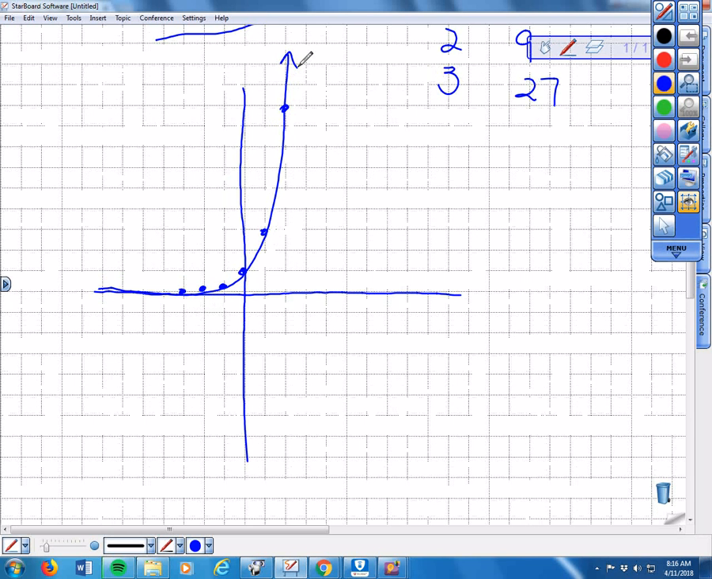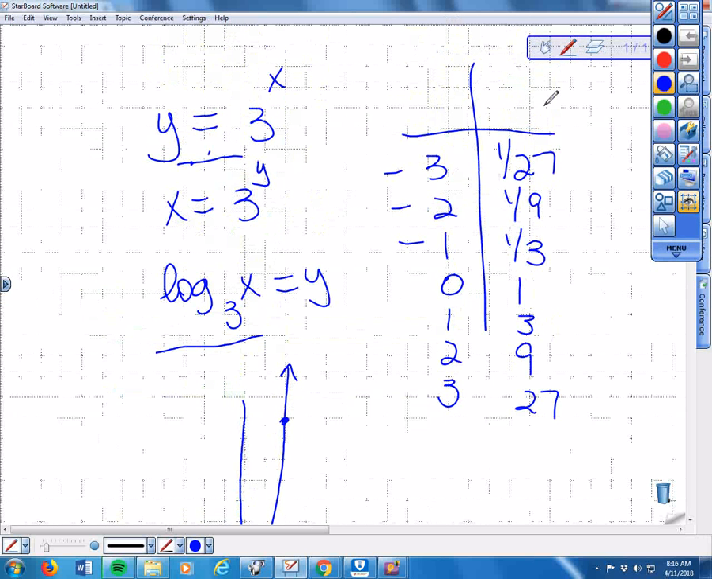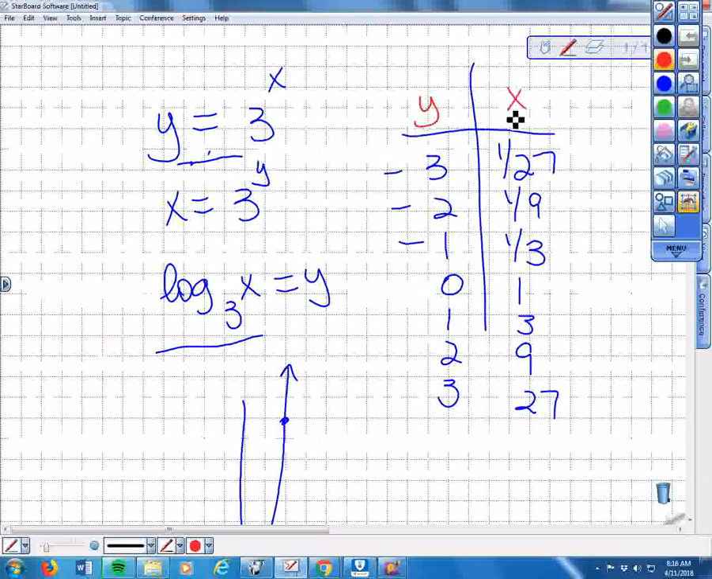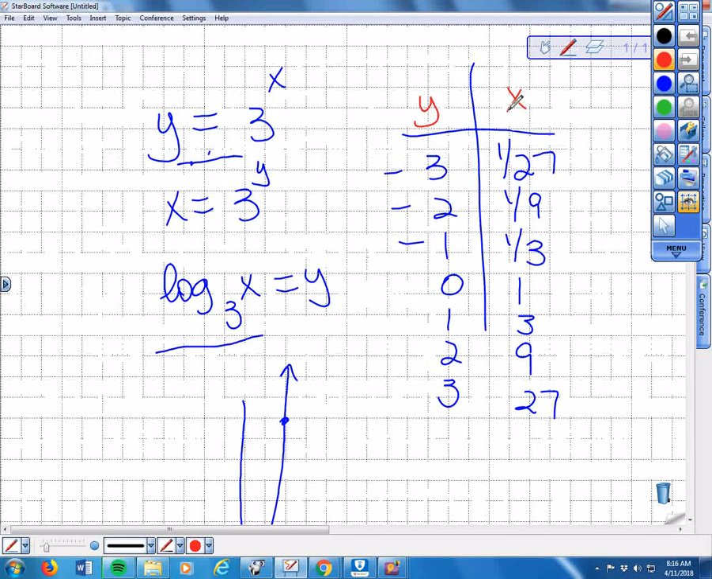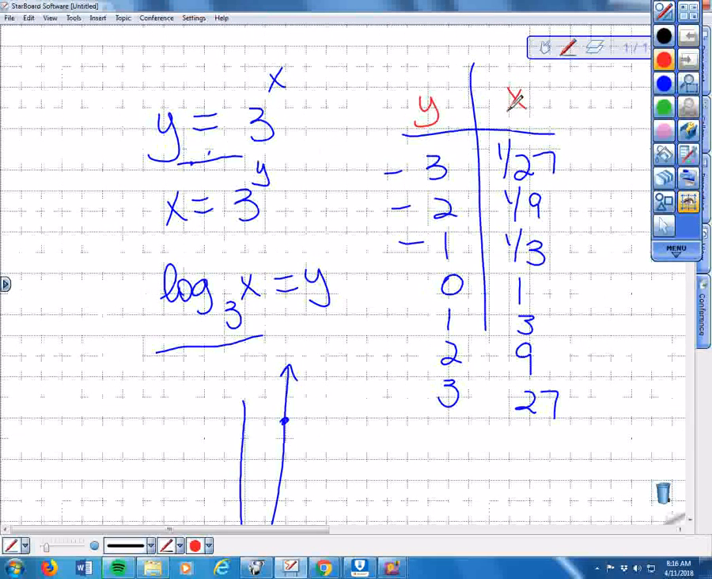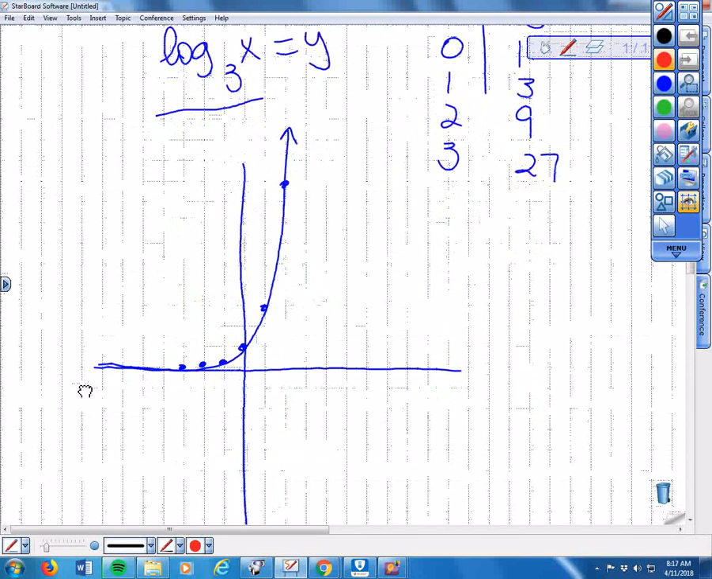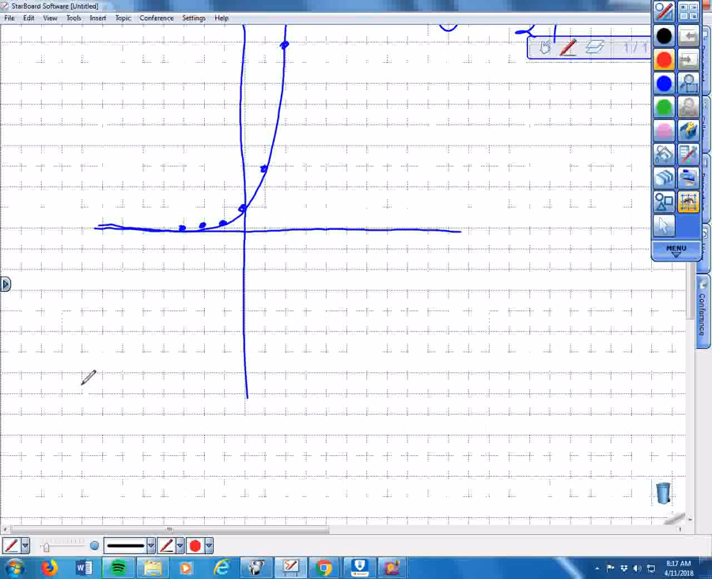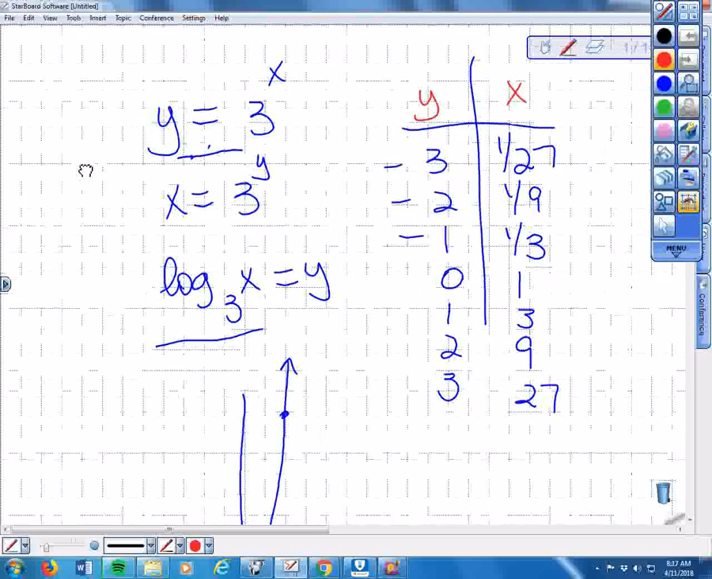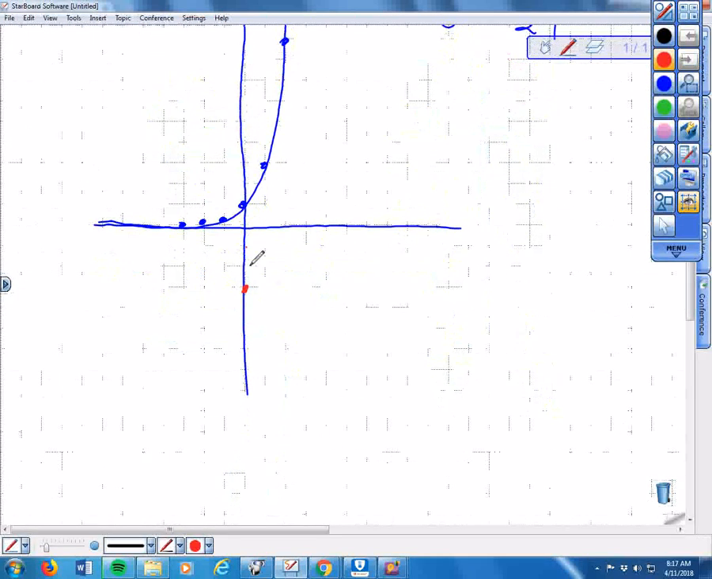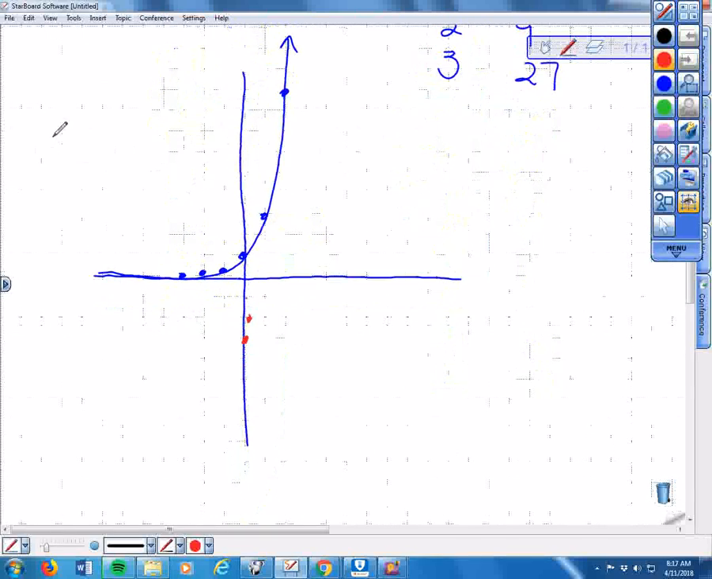What I'm going to do now is I'm just going to switch this, and I'm going to make this y and this x. Because that's how I get the inverse. I just switch x and y. And I'm going to graph these points, and we're going to see what the logarithmic function looks like. Okay? So x is 1/27th, y is negative 3. So really small here, 1, 2, 3. X is 1/9, y is negative 2. X is 1/3, y is negative 1.